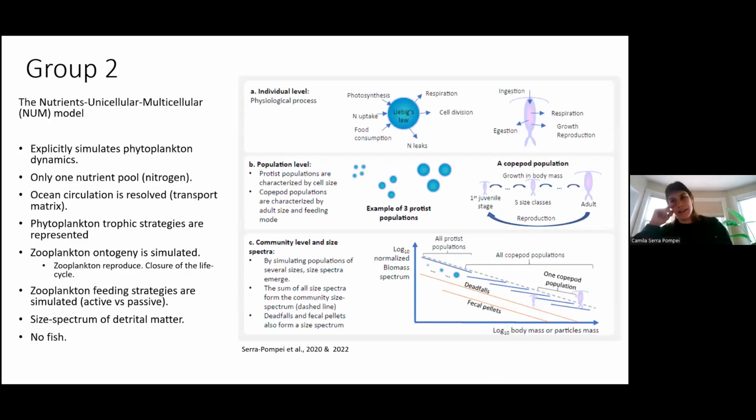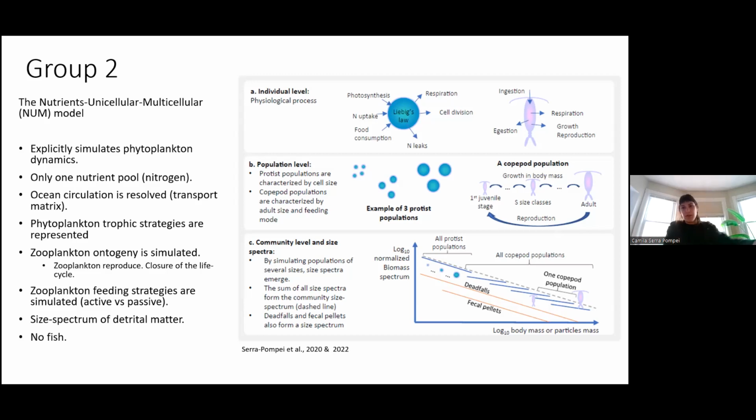And then finally, we have, as I said, the intermediate model, which is the one that we developed. We call it the NUM model, and it stands for nutrient unicellular multicellular. And we simulate several phytoplankton trophic strategies. So we have many sizes, and they can be either complete autotrophs, mixotrophs, or heterotrophs, depending on the environmental conditions. We only have one nutrient pool, which, well, we can say that maybe for some regions where iron limitation kicks in might not be the best.